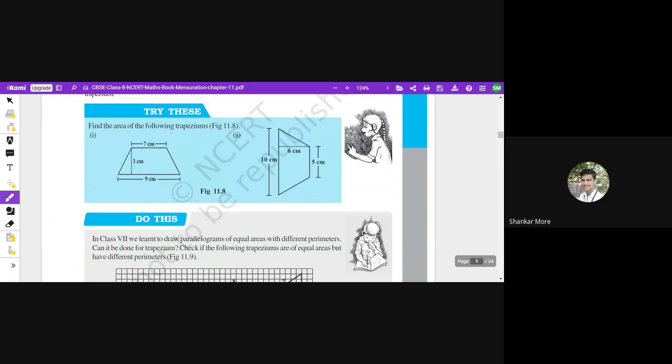Now find the area of the following trapeziums. So find out the area of this. Let's take the first one given here: 7 centimeter and 9 centimeter are the lengths of parallel sides and 3 centimeters is the height. Just find out the area. I'm waiting for your answers. Will not move forward until all of you put the answer in the chat box for the first question.